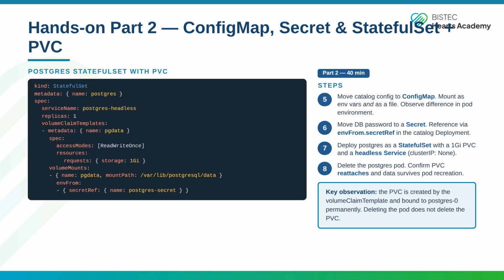Step 8. The payoff. Once postgres-0 is running, exec in and create a database and a table. Delete the pod. Watch it come back. Exec in again. Your data is still there. This is the fundamental reason StatefulSet exists. Storage outlives the pod.